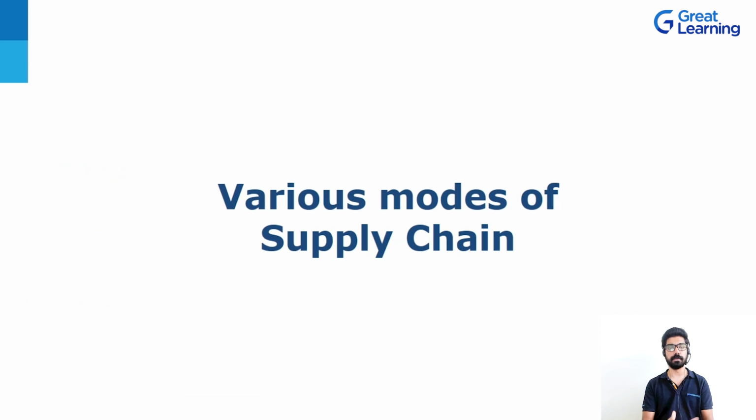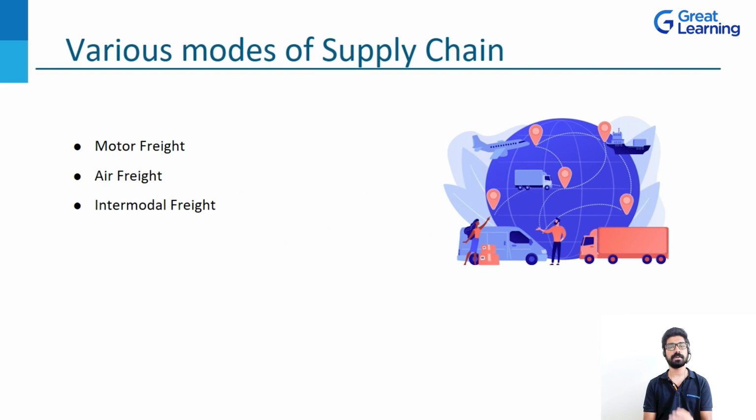Coming to various modes of supply chain. What are the various modes adopted to make sure that the items demanded by the customers are delivered to them at the right time, in the right location, in the right condition? How is that made possible? Let's look into that. Various modes of supply chain include motor freight, air freight, and also intermodal freight.